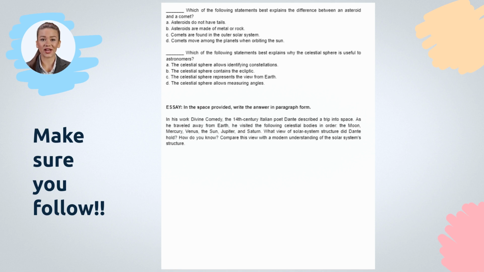In his work Divine Comedy, the 14th century Italian poet Dante described a trip into space. As he traveled away from Earth, he visited the following celestial bodies in order: the Moon, Mercury, Venus, the Sun, Jupiter, and Saturn. What view of solar system structure did Dante hold? How do you know? Compare this view with a modern understanding of the solar system's structure.